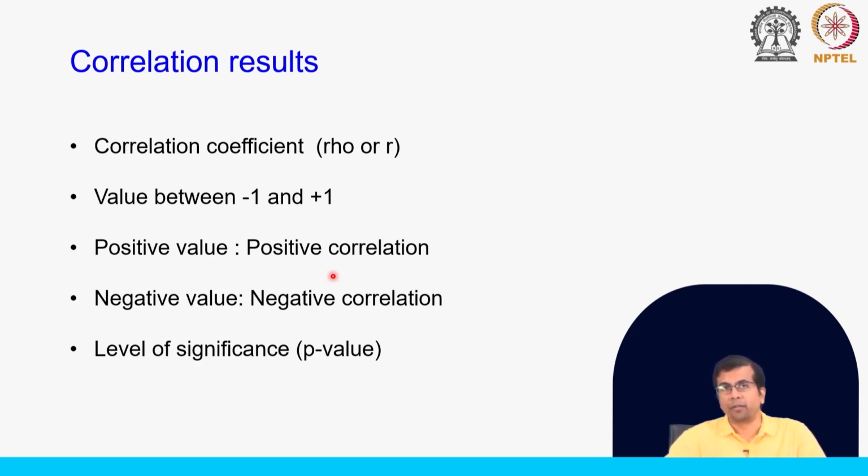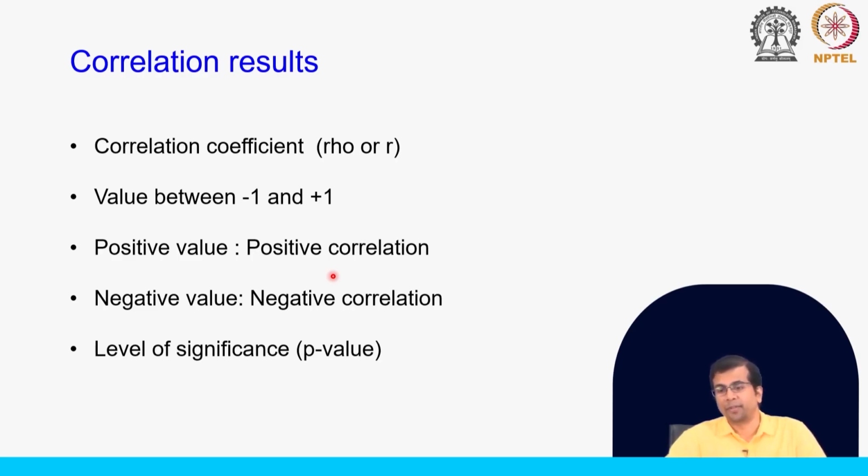Whichever correlation analysis you use, the value of the correlation coefficient would be between -1 and +1. A higher positive value would mean there is positive correlation, and a negative value would mean negative correlation. If you want to see the magnitude of correlation, you have to look at the correlation coefficient. In addition, you will also get a level of significance. It will tell us whether the correlation is significant or not, based on a p value. This means there is an underlying statistical test which gives us this p value.